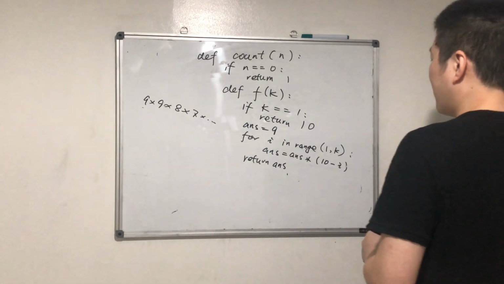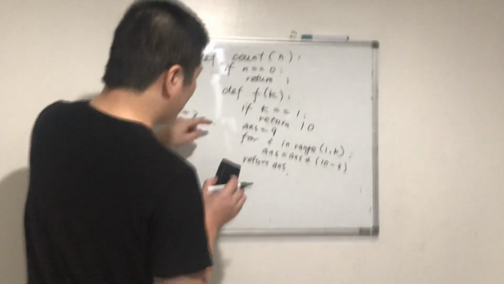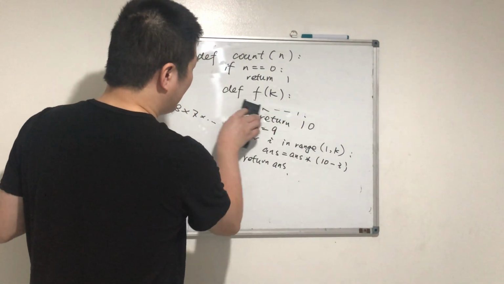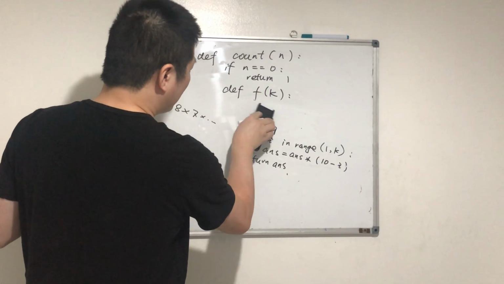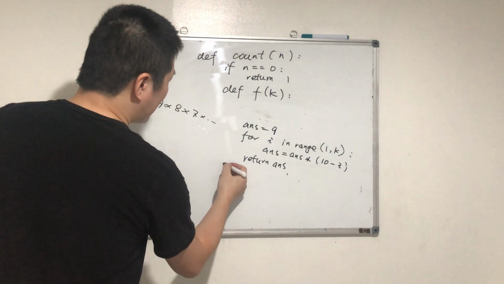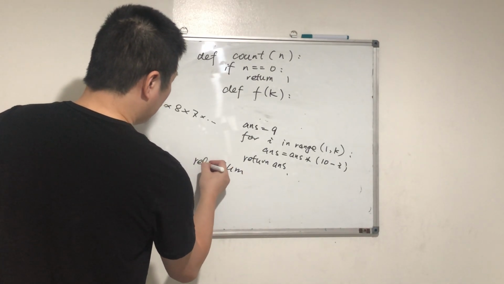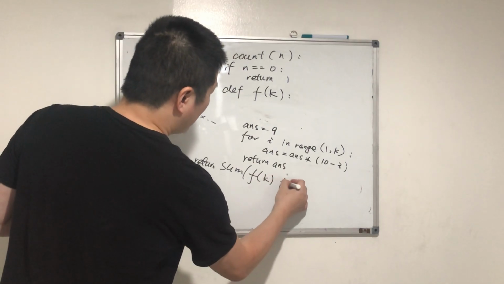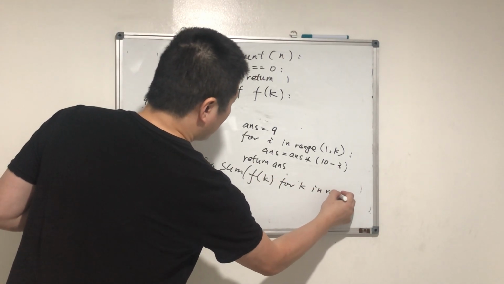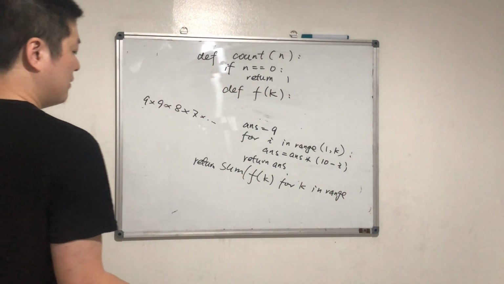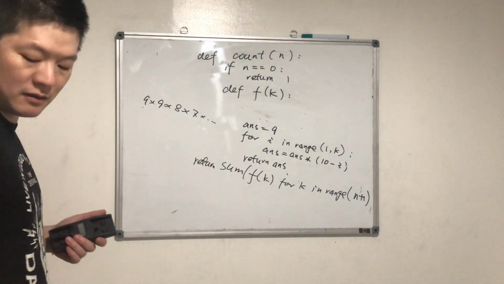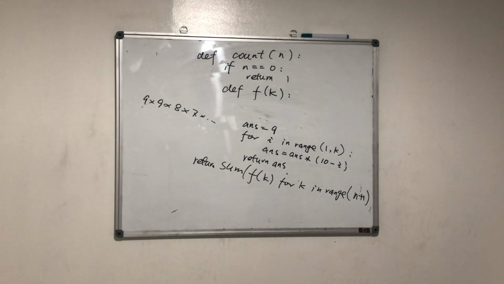I think we probably don't need this because when k equals 1, it should return 9, because only this may not work, so we don't do this. Okay, and now we need to sum this up. Look, return sum of f k for k in range n plus 1, right? Can you get what the answer is?